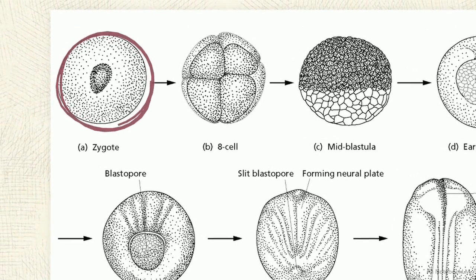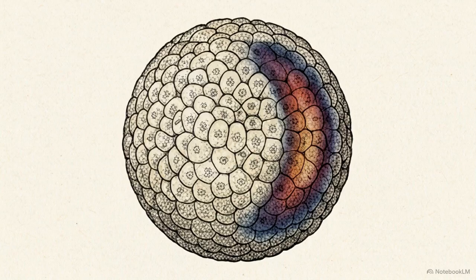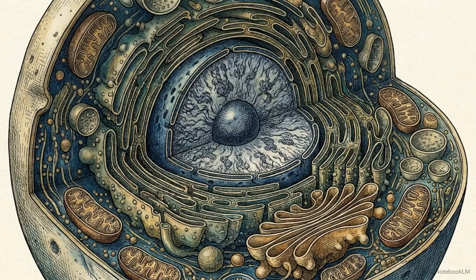Following an initial 90-minute setup, the zygote enters a phase of synchronous cleavages that occur every 25 to 30 minutes. Maintaining this precision means that by the 7-hour mark, the embryo has already reached the 5,000-cell mid-blastula stage. This speed creates a mechanical conflict.